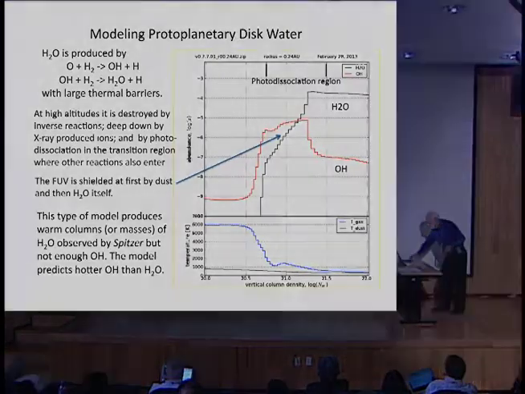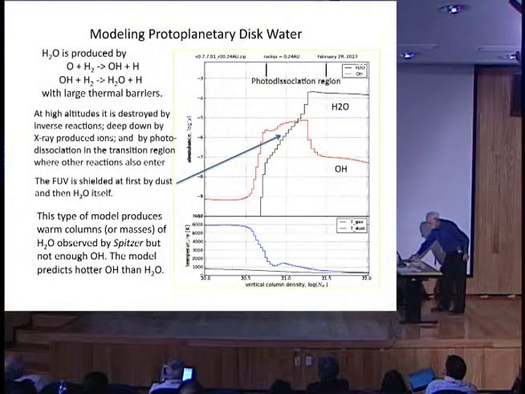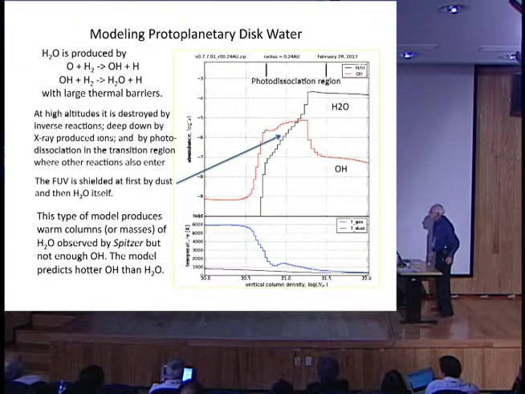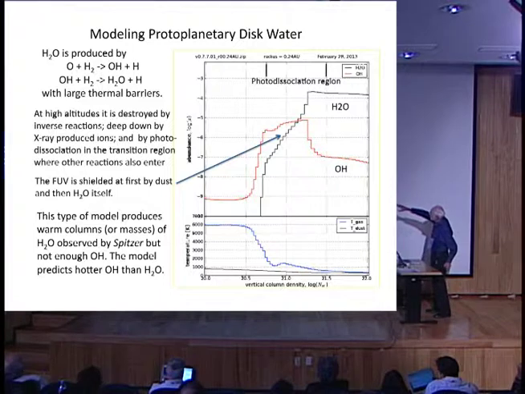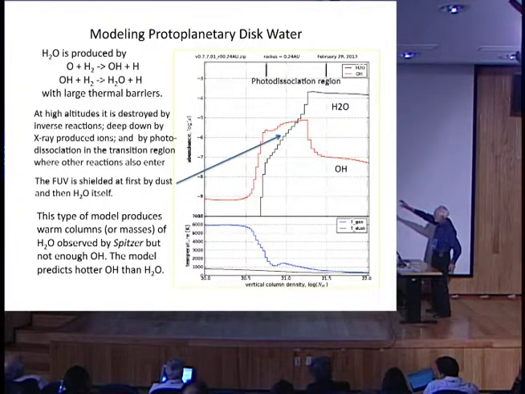This is a repeat which just discusses what affects the water in terms of its destruction, which is photodissociation in the transition region, ion molecule reactions here, and destruction by atomic hydrogen, reversing the formation.